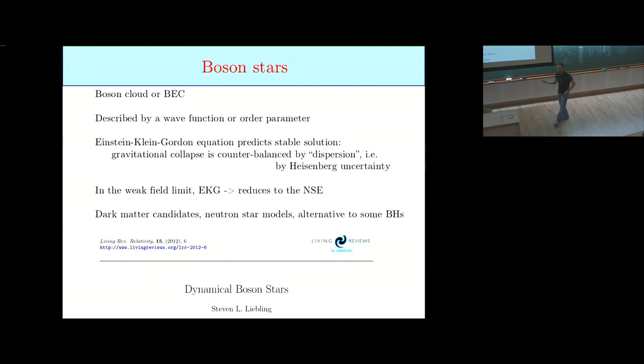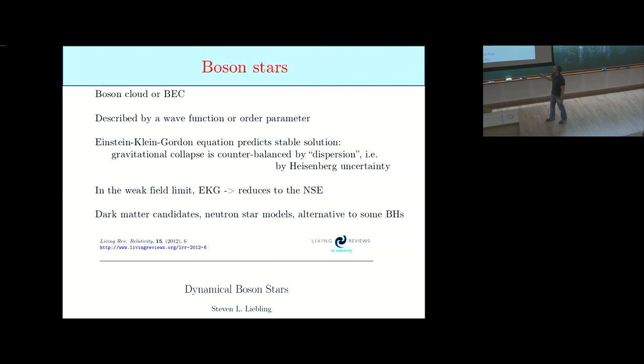And the answer is, for example, there's a class of stars out there called boson stars that do behave like this. So the boson star, or there are also BEC stars, the various ways of describing this. Essentially, a cloud of bosons or BEC star is described as all BECs by a quantized wave function, or what is often called an order parameter. Okay? And you can write out an Einstein-Klein-Gordon equation that describes the evolution of this wave function. Okay? And it predicts a stable solution.